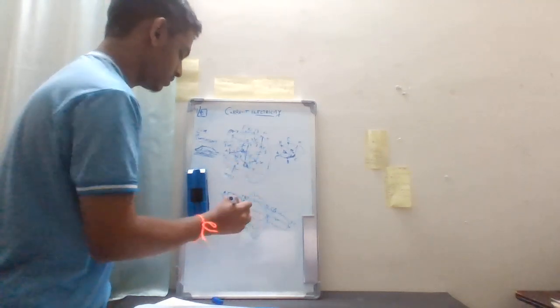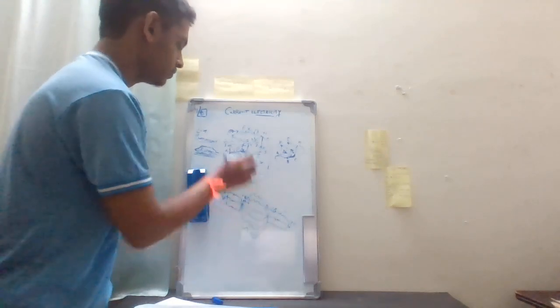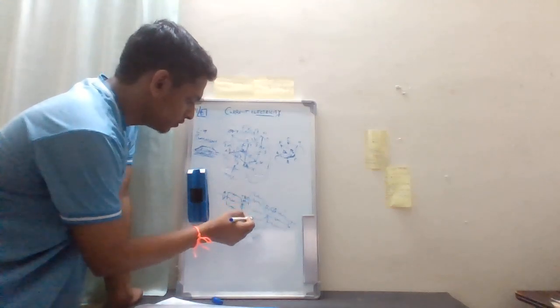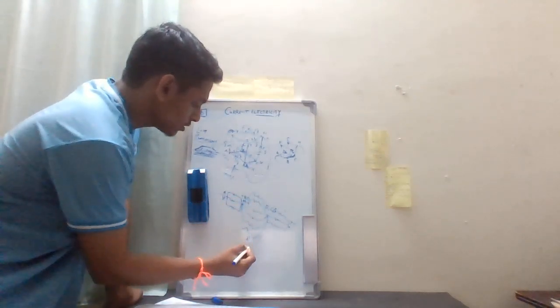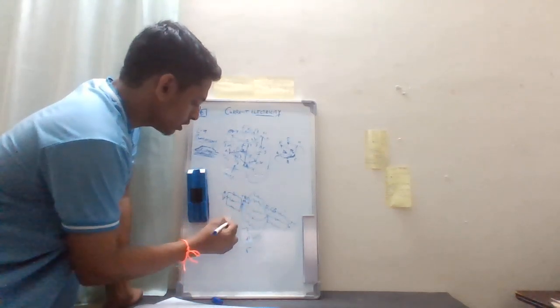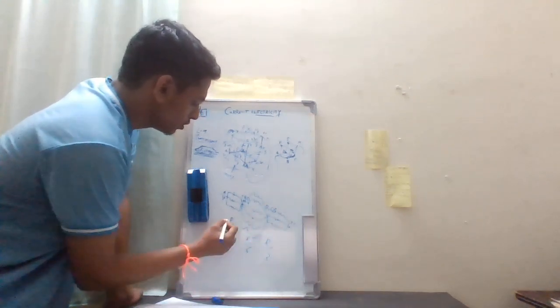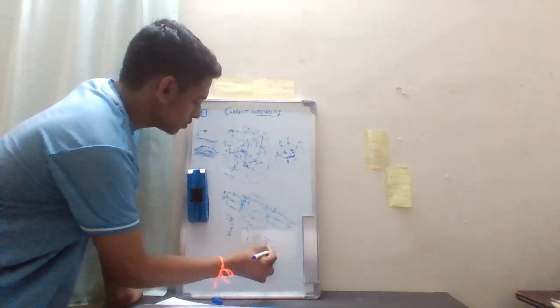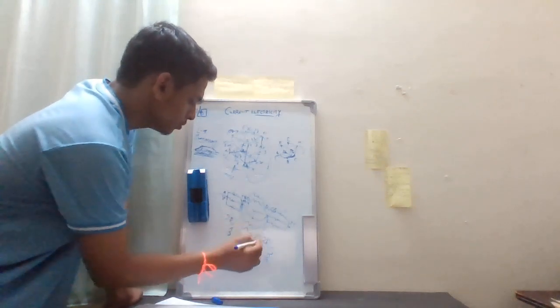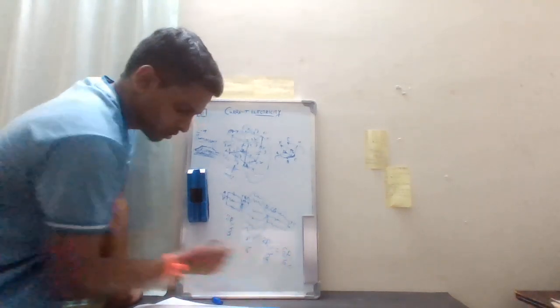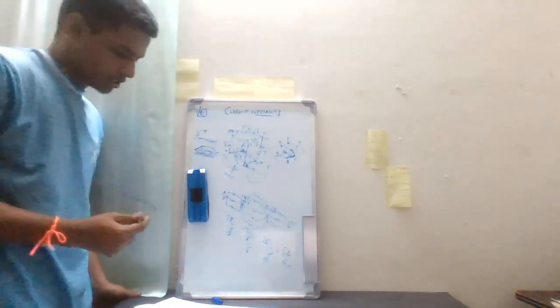1, 2, 3, 4, 5, 6, 7, 8, 9, 10, 11, 12. 12 edges, 12 resistors. So all are R. So 1, 2, 3, 4, 5, 6, R by 6. 1, 2, 3, R by 3. This is also R by 3. So 2R by 6, 2R by 6, and then 5R by 6. That is 5R by 6.